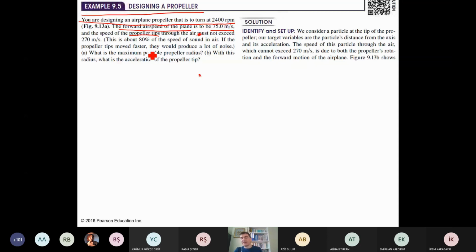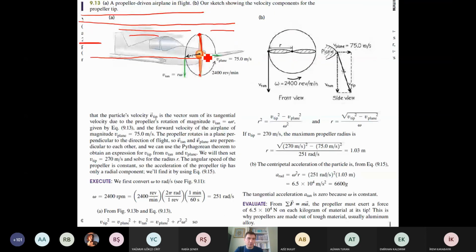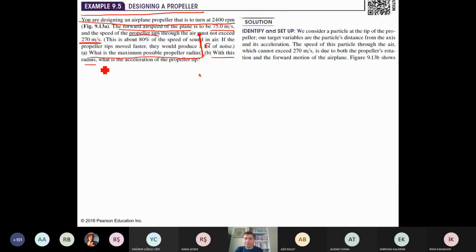If the propeller tips moved faster, they would produce a lot of noise. So the motor, the propeller, the plane must be very silent, okay, during its flight. So this is the maximum propeller tip speed. What is the maximum possible propeller radius? The radius of the propeller is asked. And with this radius, what is the acceleration of the propeller tip? Acceleration of the propeller tip.